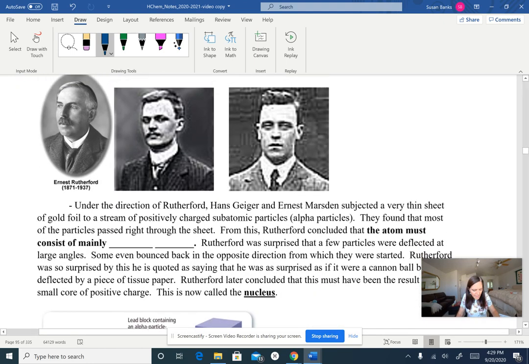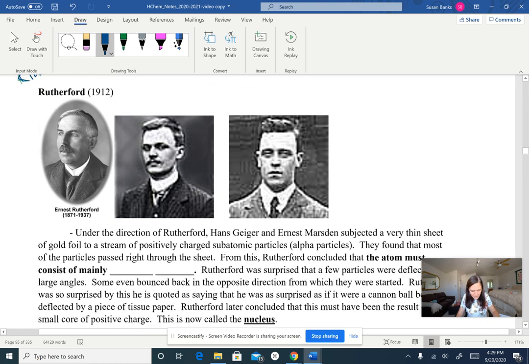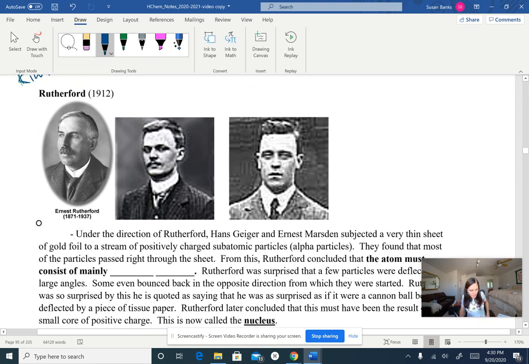Ernst Rutherford had a couple of really, really brilliant undergraduate people working under him. We have Hans Geiger, who is this guy right here, otherwise known as the guy who invented the Geiger counter for nuclear measuring. And we have Ernst Marsden right here. They subjected a very thin sheet of gold foil to a stream of positively charged subatomic particles, alpha particles. Okay? They knew it was radiation. They didn't really know what an alpha particle was, other than they knew that it was positively charged.